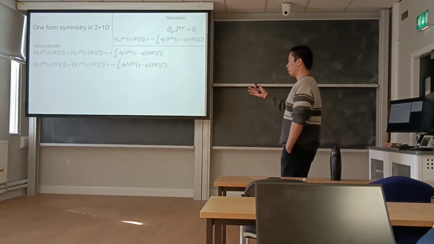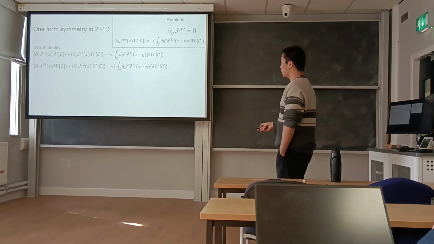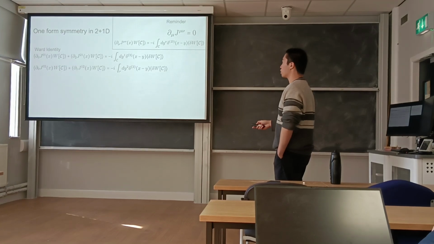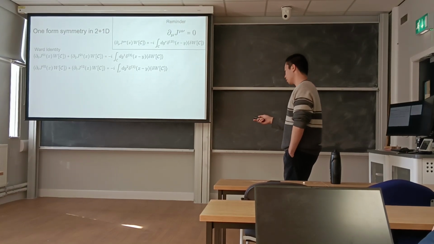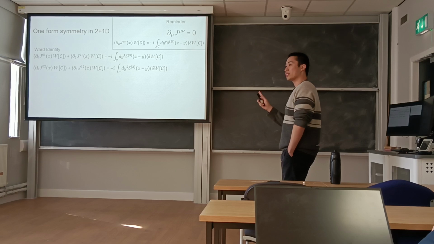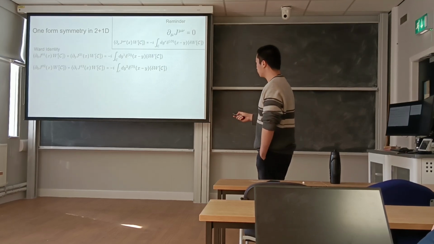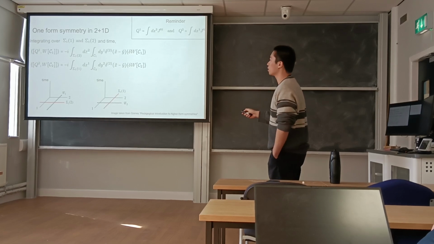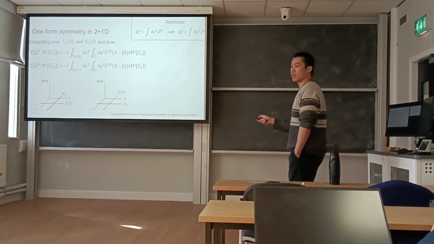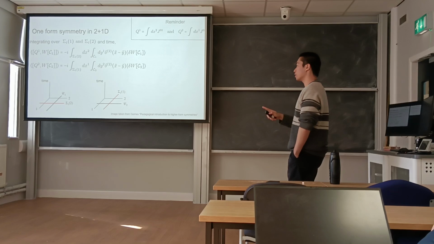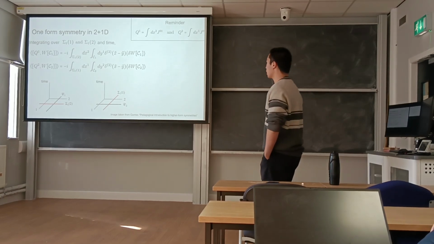Now we will march on with the Ward identity. Previously we have two continuity equations, and each of them gives us a Ward identity. Now we perform the same trick. We will integrate the Ward identity to give us the commutation of the charges, now with the line operator instead of just J.